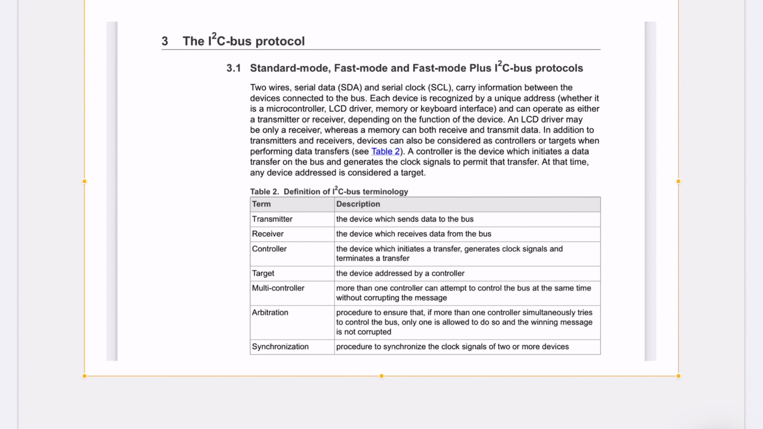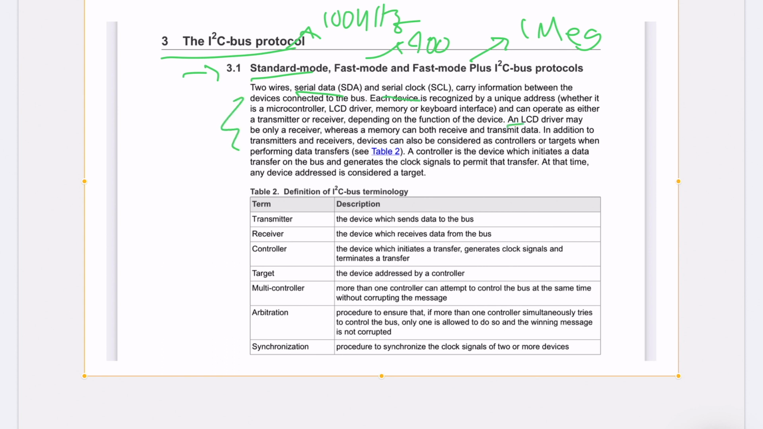Most of the information begins here in section 3, and in section 3.1 it goes over some basic definitions. As a quick review, standard mode is 100 kilohertz, fast mode is 400 kilohertz, and fast mode plus is 1 meg. Over here we're reviewing some very basic information: 2 wires, serial data and serial clock, and an example of some different devices. We have an LCD driver, or maybe it's only a receiver. We have a memory device where we can receive and transmit data.